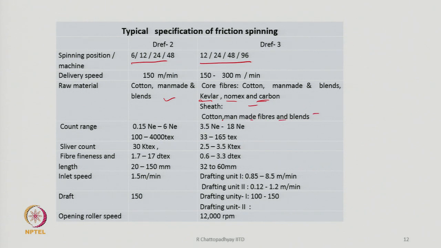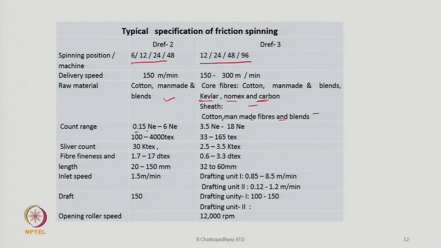We can feed the fibers through drafting unit 2, which will form the sheath. Here we can have a combination, 2 fibers of cotton, 3 fibers of polyester or some other fiber, whatever combination we want, or we can pre-blend the fibers and then feed them. So, you have many options to play with the structure of the yarn or the placement of fibers within the yarn cross section. That is the advantage we have in this kind of spinning system. Therefore, this spinning system is very suitable for technical yarns.